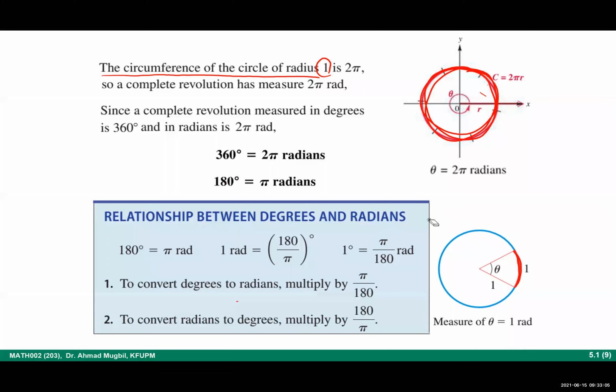180 over pi. 180 over pi degrees. Yes, you are right. It is 180 over pi degrees. What is this equal to?